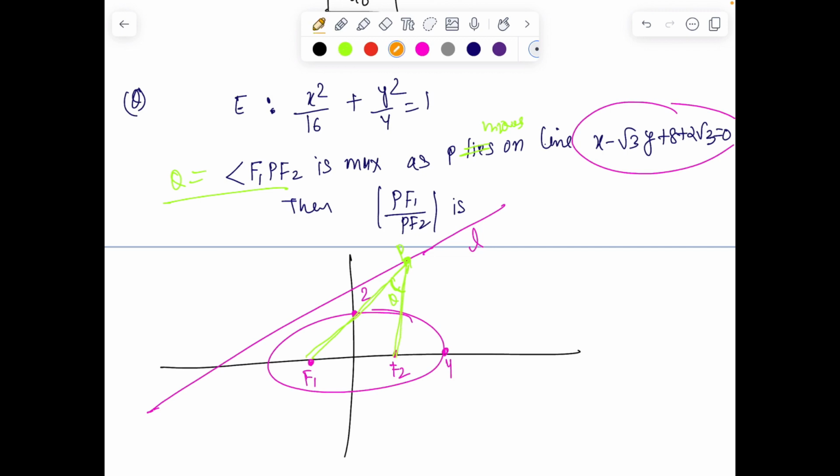Now before we hit the problem, let's try to understand why the question setter even asks that F1 P F2 will be maximum. As you can clearly see, if you are somewhere here, you'll have some angle theta 1. As you move along the curve, these angles keep on changing. And you can see clearly as you move away from the ellipse on the line, the angle keeps on decreasing. At infinity, what will happen? At infinity we might feel the angle is almost 0, because these three lines will become parallel to each other.